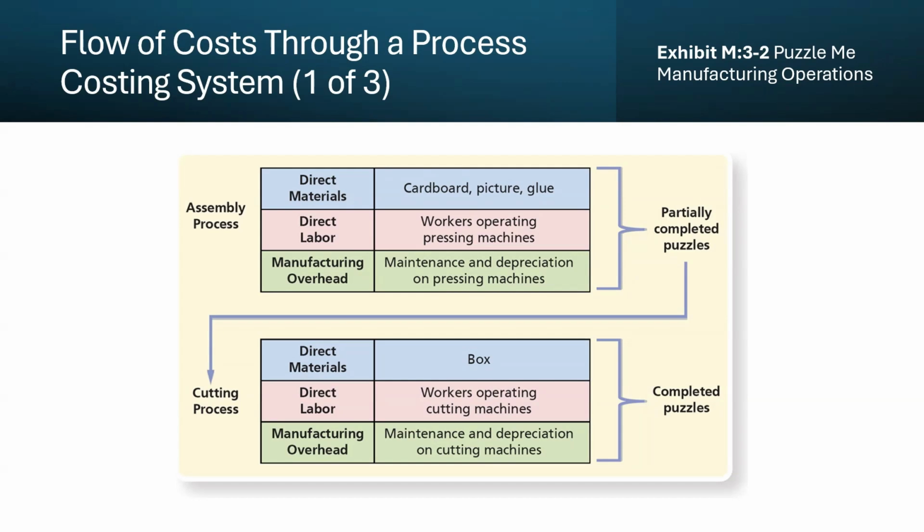In the cutting process that you see here, you have direct materials, of course. You have the box. You have direct labor, where you have workers operating cutting machines. And then you have the manufacturing overhead, where you have maintenance and depreciation on cutting machines. So after the cutting process, the puzzles are completed.